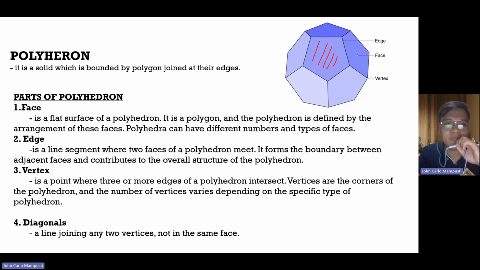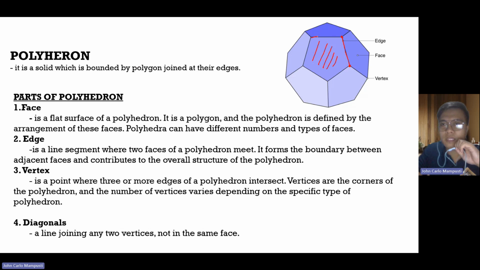This is a flat surface of a polyhedron. It is a polygon, and the polyhedron is defined by the arrangement of these faces. Polyhedra can have different numbers and also types of faces. Number two, we have edges or edge. This is a line segment where two faces of a polyhedron meet. It forms a boundary between adjacent faces and contributes to the overall structure of the polyhedron. So itong line na to, from this point up to this point, this is the edge.